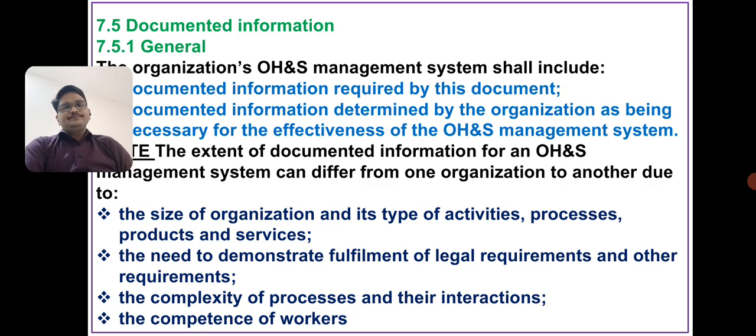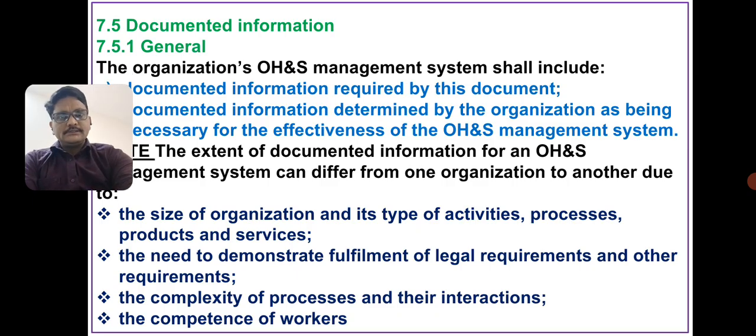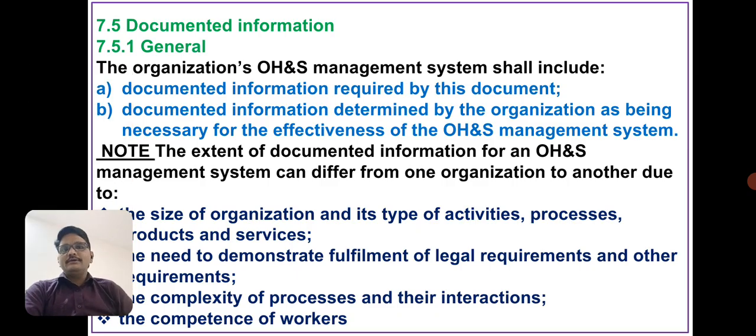Now, next subclause is 7.5, that is documented information. The general requirement is given in 7.5.1. The organization's OHS management system shall include documented information required by this document and the documented information determined by the organization as being necessary for the effectiveness of the OHS management system.